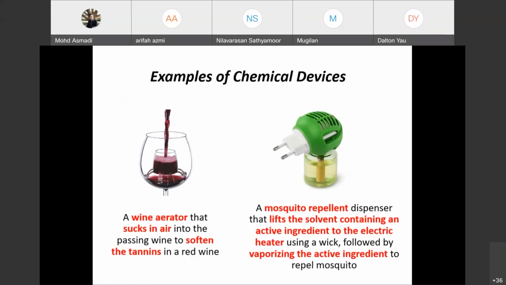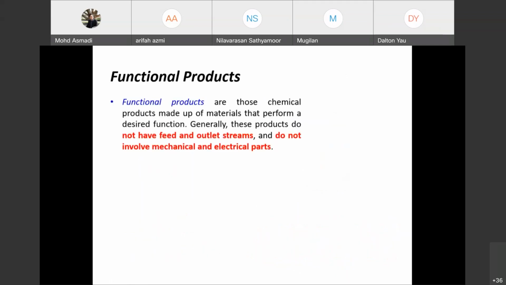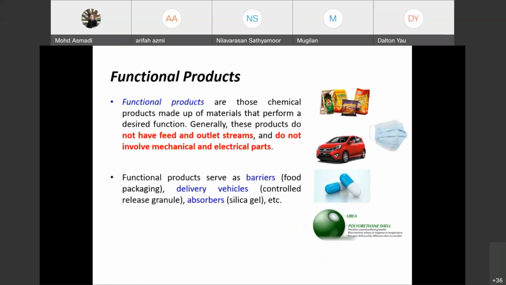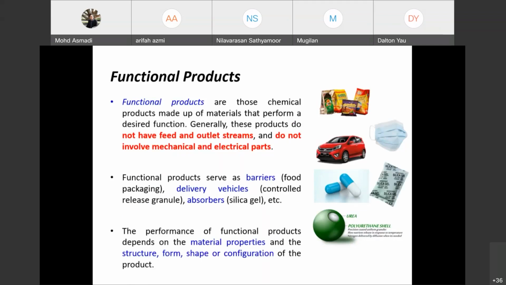Okay. How about the functional products? Okay. For the functional products, if you look at here, we use it as a barrier actually for the packaging. Okay. Or conductor. Okay. And also we use it as a delivery vehicle. Okay, so if you look at here, the difference between the chemical devices and the functional products, okay, they do not have feed and outlet streams. You have to remember this one. Do not have feed and outlet streams and do not involve mechanical and electrical parts.